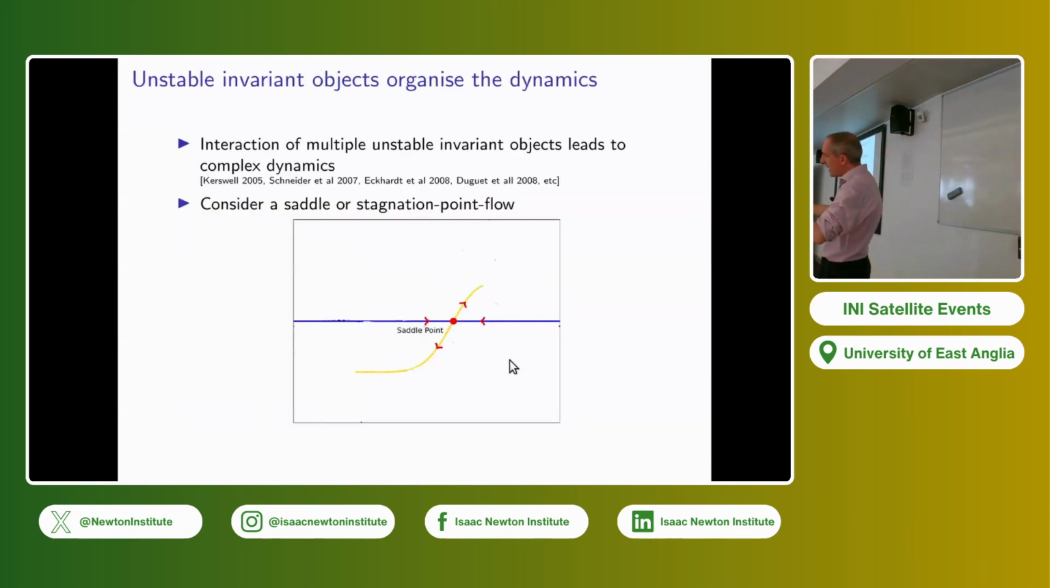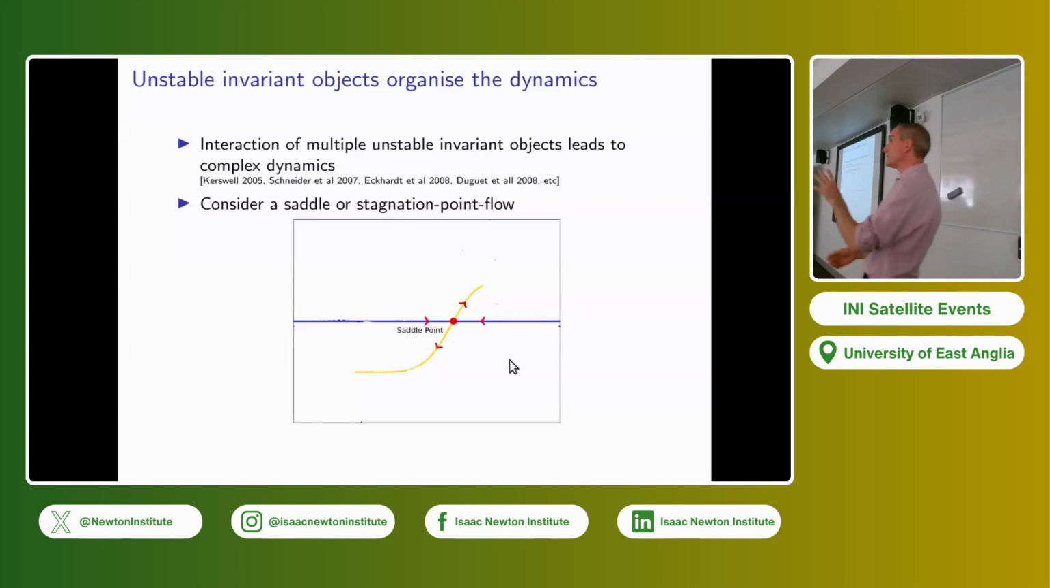So where I'm trying to position all this is about this idea that it's the unstable invariant objects that organize the dynamics of this system. And this is an idea that's not particularly new in nonlinear dynamics, but it's not always applied systematically everywhere. And the idea really is that the interaction of multiple unstable invariant objects is what leads to complex dynamics.